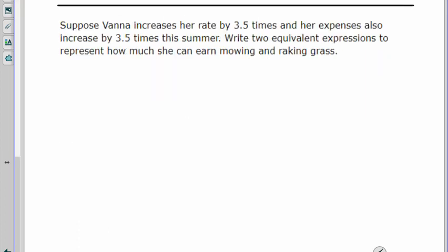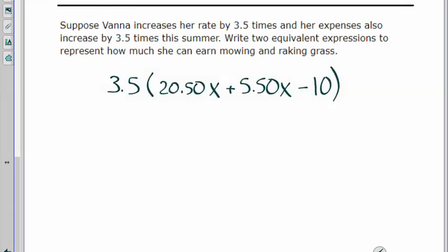Okay, this next one is for you to try. We have the same expression except instead of making it 2 and 5/10 times bigger, it's 3 and 5/10 times bigger. So let me write the original expression for you. See if you can combine like terms in the parentheses and then use the distributive property and simplify that. All right, have at it. We'll talk about it in class.